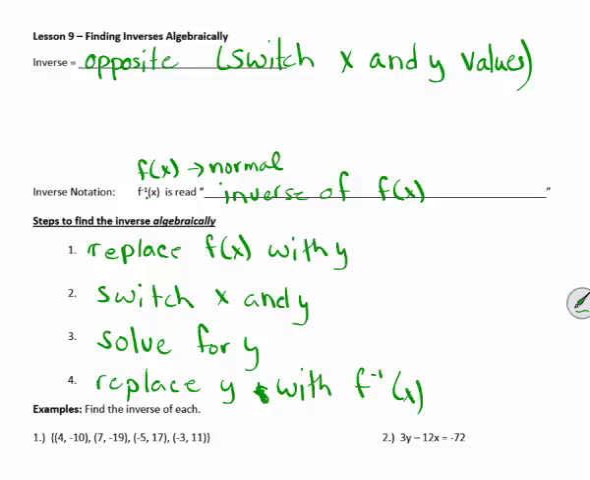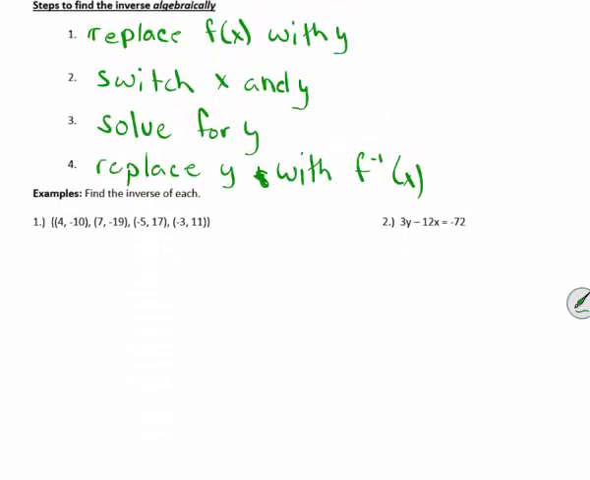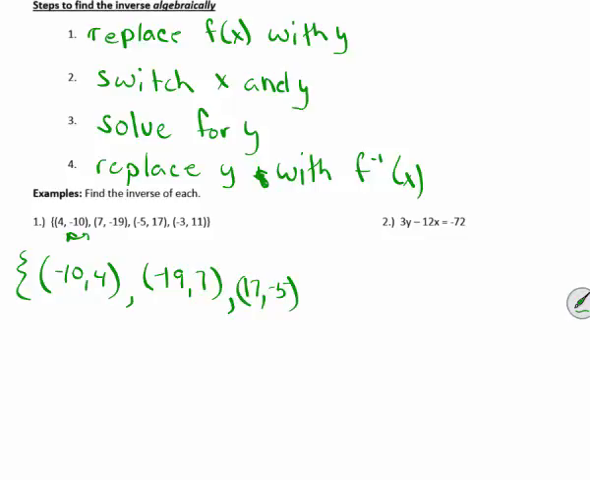Okay, now sometimes, these are the easiest problems, sometimes they just give us a set of points and all I have to do is just rewrite them, switching the values. So in other words, fancy brackets, you guys know how good I am. We have -10, 4, right? All I did was I just switched those around. Then the next one would be -19, 7, and 17, -5. And I'm going to put the last one down here just because I don't want to run into the next problem. 11, -3. So those are the easiest ones to do. There's a set of points, switch them, you're done.